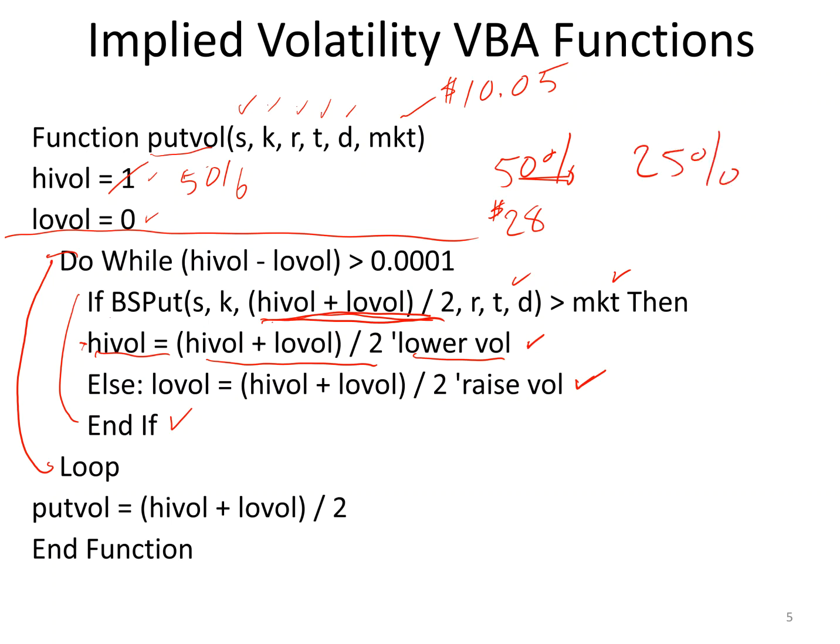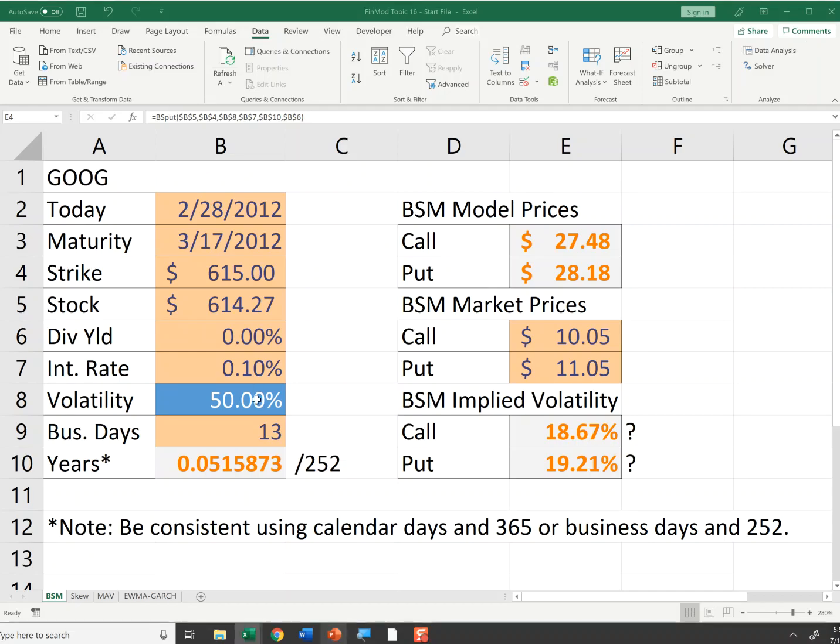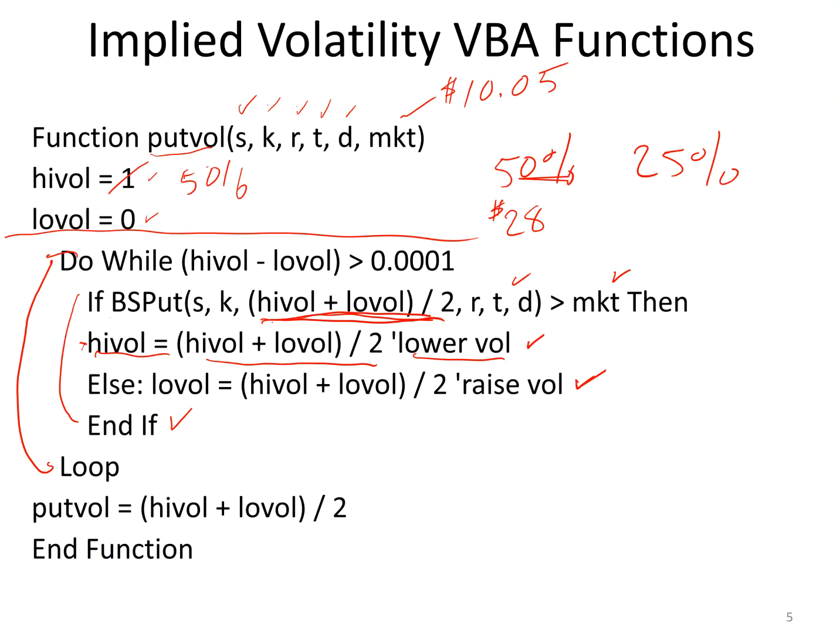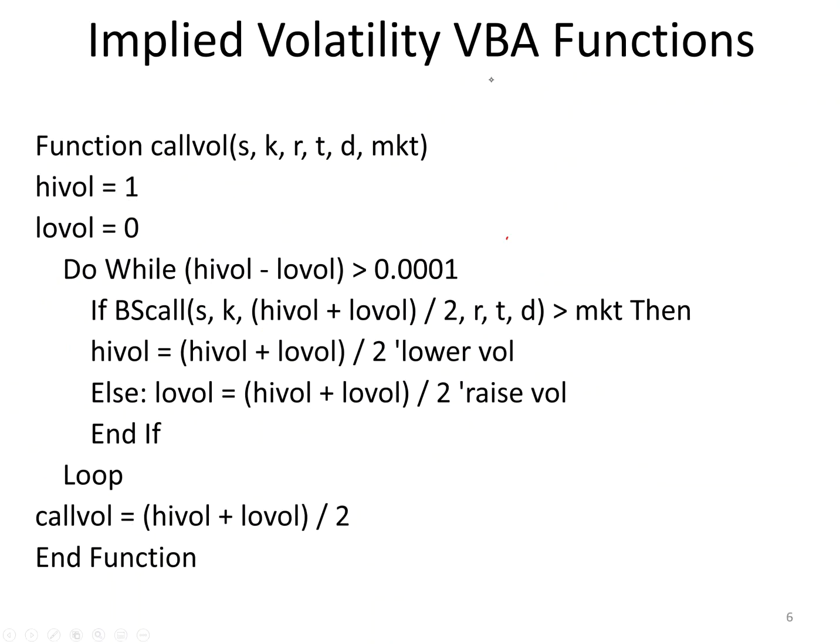When it does that, it's going to get another price. And we can go back to the spreadsheet. It's going to revalue this option using 25%. And that's going to give me a put price of $14, which is still higher than the 11.05. Let me actually, I wrote that down wrong. It's 11.05 there.